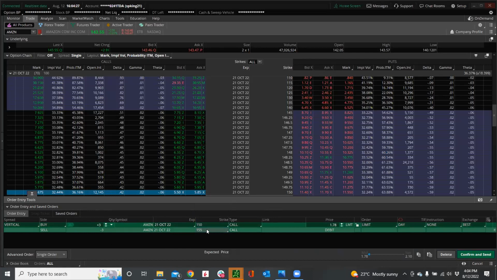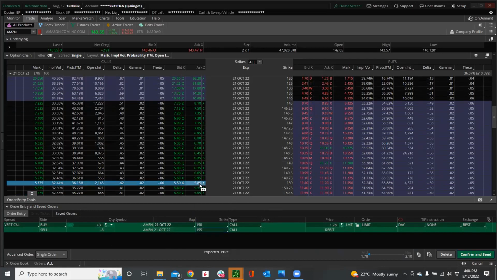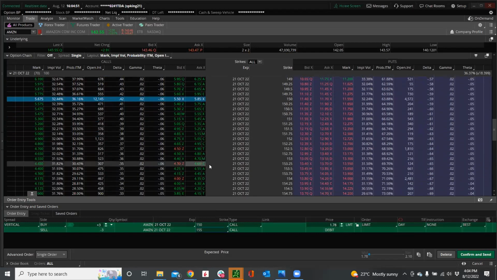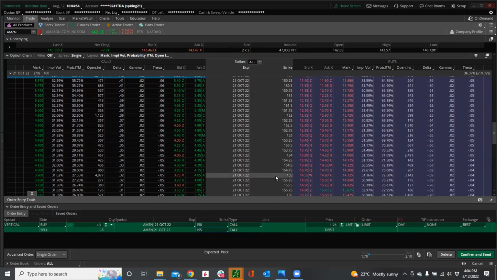Now, what that does for you is that if you look up here, if I was going to just buy the 150 call, you can see that that's $5.85 per contract. But I'm only going to pay, I'm going to round this to $2. I'm only paying $2 because I'm selling the 155. So if I go down to the 155 here, right here, 155, because I'm selling that, I'm going to be collecting $3.75.